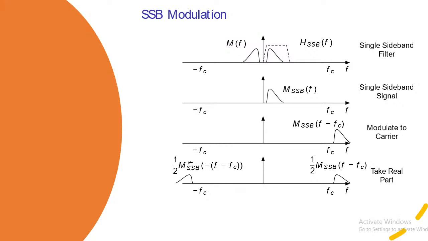Then, in the third figure, you are modulating the carrier, so you are going to FC. That is, the signal is shifted to FC. In the fourth, you are taking only the real part of FC. So that much is next.